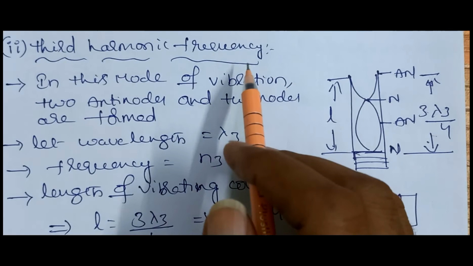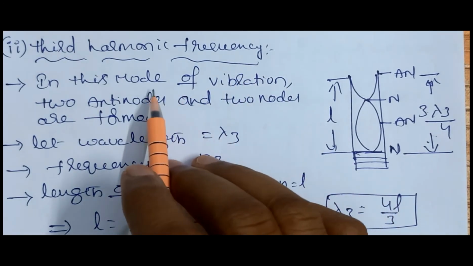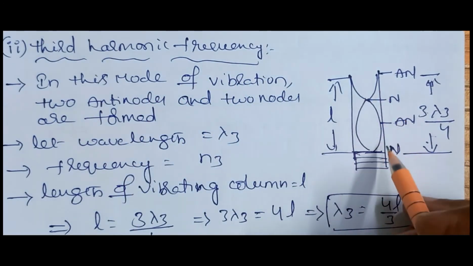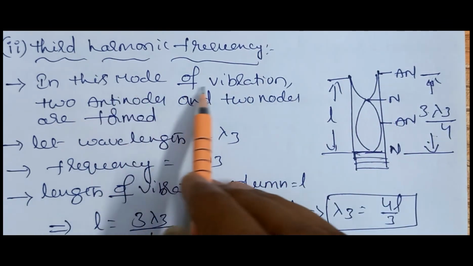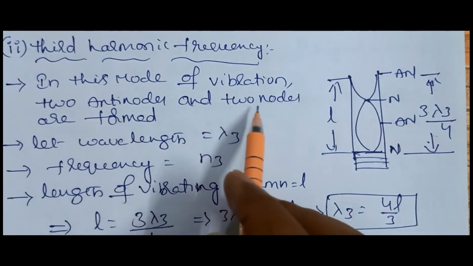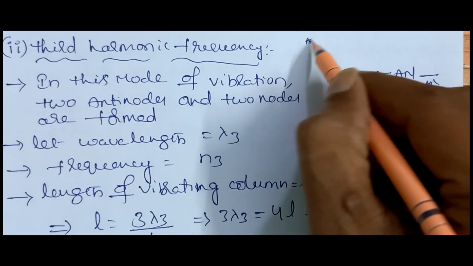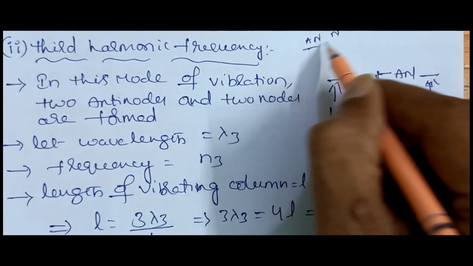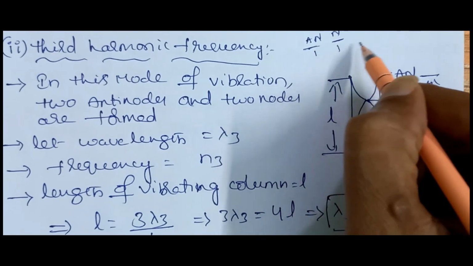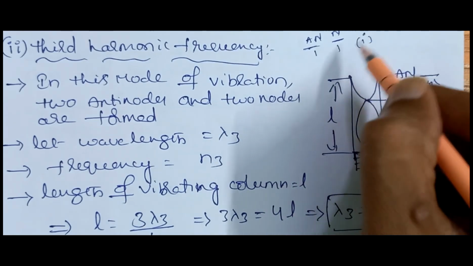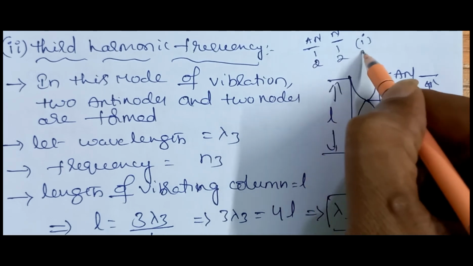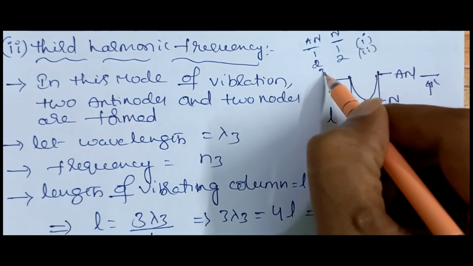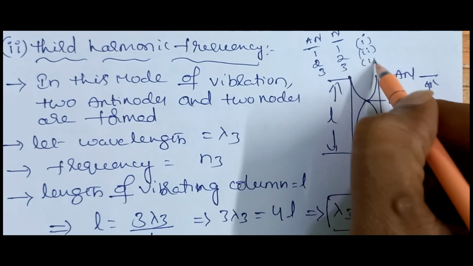Next, third harmonic frequency expression, students. That is, the length of the pipe increases, length of the vibrating air column also increases. In this mode of vibration, two antinodes, two nodes are formed. In the first case, students, number of antinodes, number of nodes is 1. Next, two antinodes, two nodes in the second case. In the third case, three antinodes, three nodes.